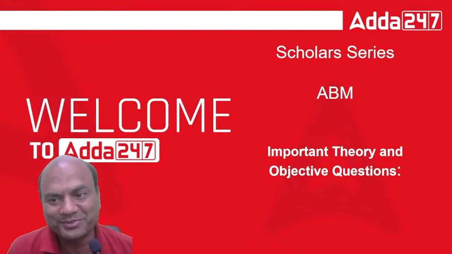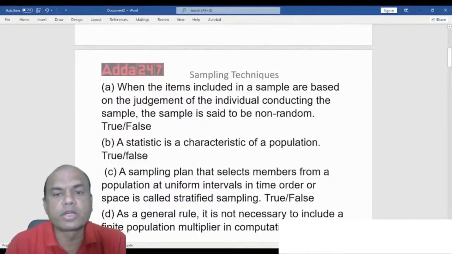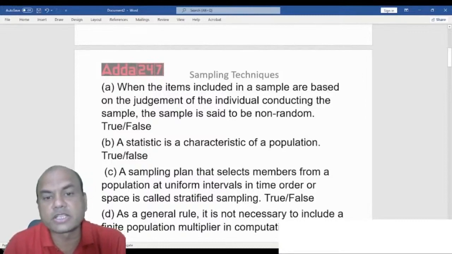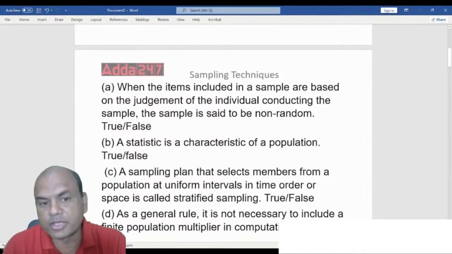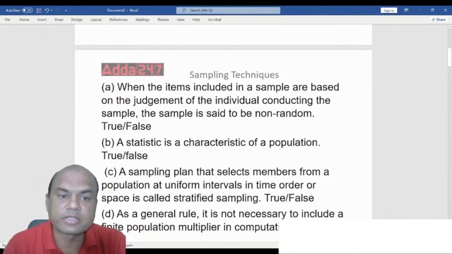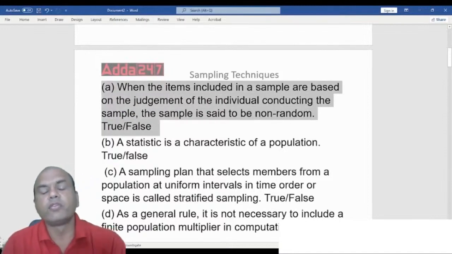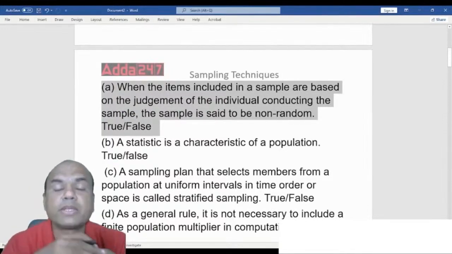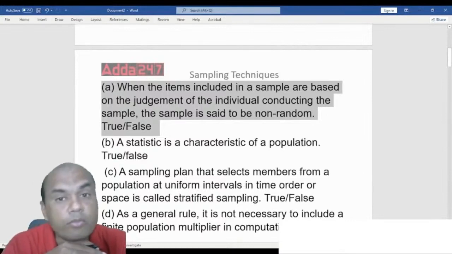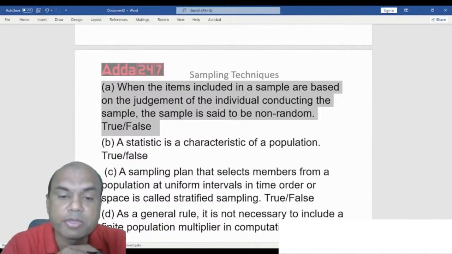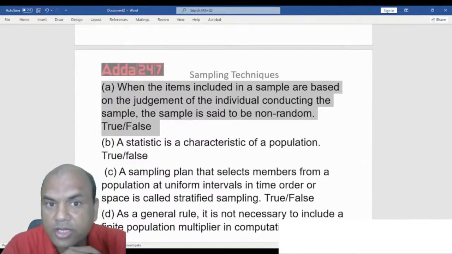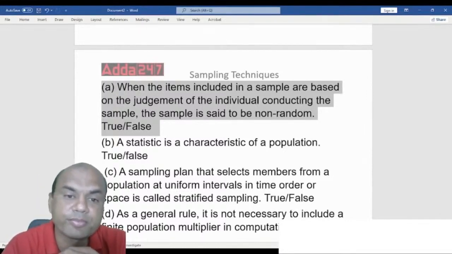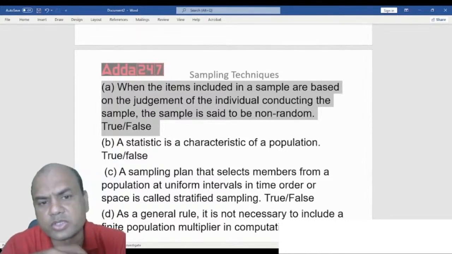Let's start. When the items included in a sample are based on the judgment of the individual conducting the sample, the sample is said to be non-random. Is it true or false? We are talking of this A1 now. What do you say, guys? Type in the comment section true or false. I want the answer only in true or false.